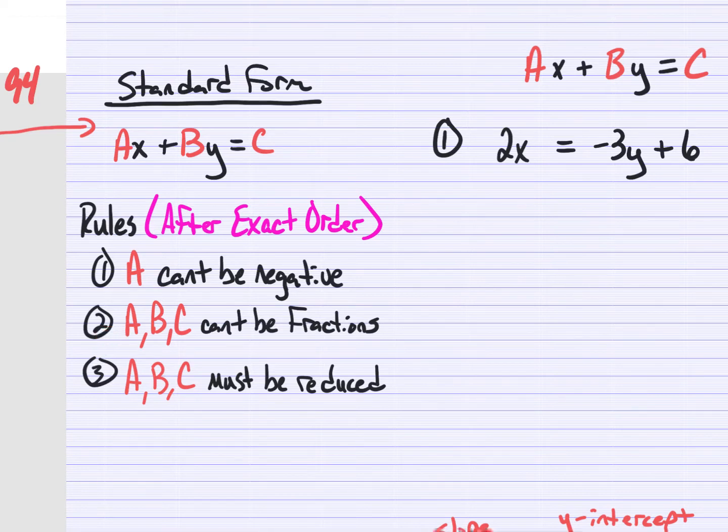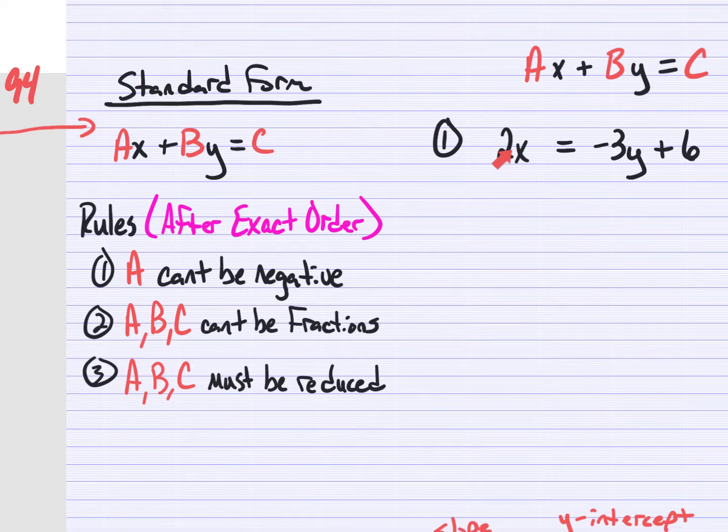And then the last rule: the A, the B, and the C must be reduced. So if those numbers can be reduced, then you have to reduce them. So once you get them in the right order, always check these 3 rules. All right, let's look at number 1 over here.